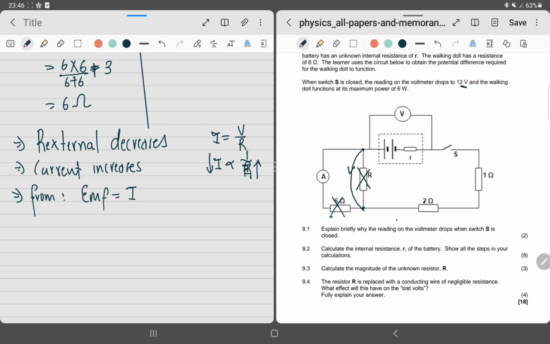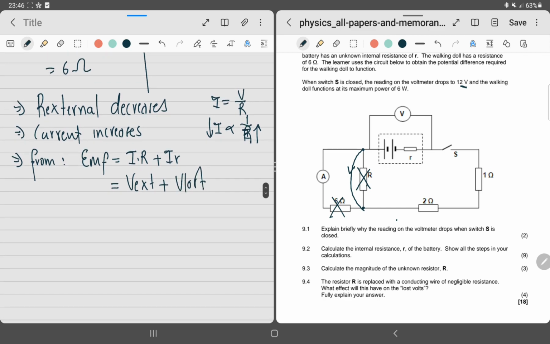And then from this formula, we know that I multiplied by R plus Ir is equals to V external plus V lost. So when you increase the current, the whole product goes up. So V lost goes up. And since the EMF doesn't change, the V external is obliged to decrease. So this will decrease.